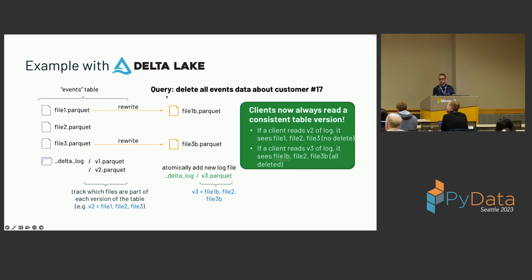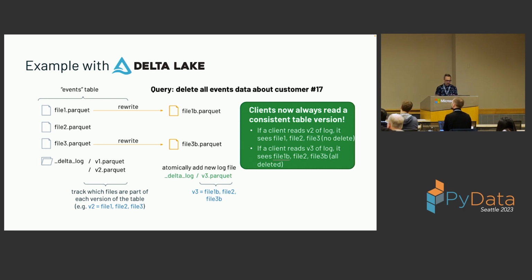And when we do this rewrite and delete operation, instead of actually physically deleting the files, we're just going to make a new metadata entry that says we now have a version 3 that uses 1B, 2, because those records weren't changed, and 3B. So now our Delta table has 5 files and 3 versions, but the client will always read a consistent table version.